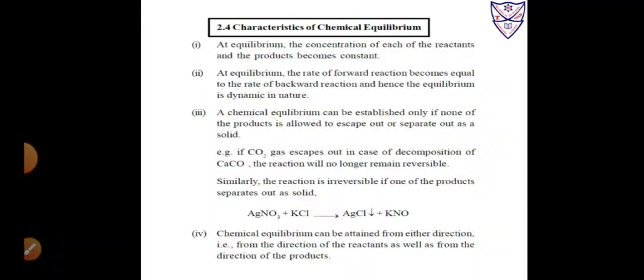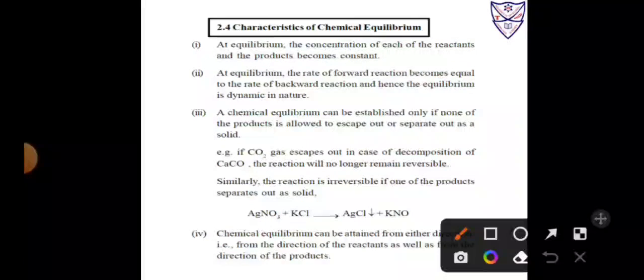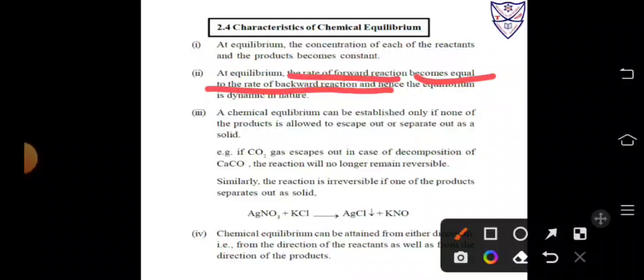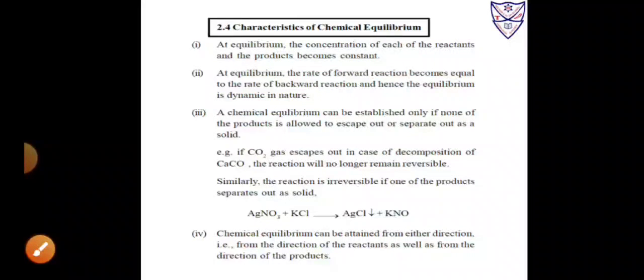There are some characteristics of chemical equilibrium. At equilibrium, the concentration of each reactant and product becomes constant. Second point: at equilibrium, the rate of the forward reaction becomes equal to the rate of the backward reaction. This we have studied just now. The rate of the forward reaction becomes equal to the rate of the backward reaction, and hence the equilibrium is dynamic in nature.